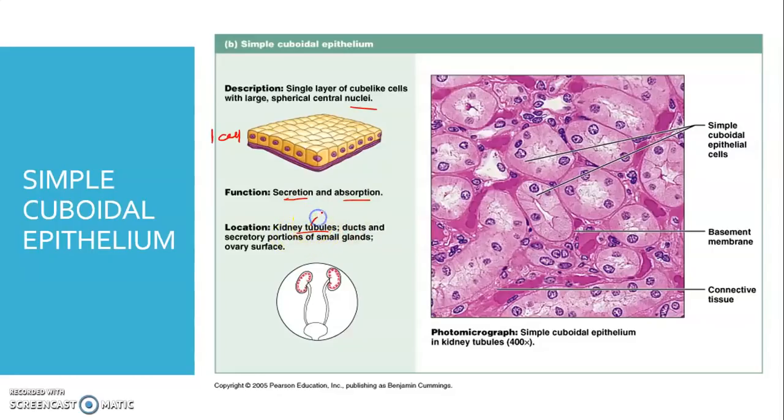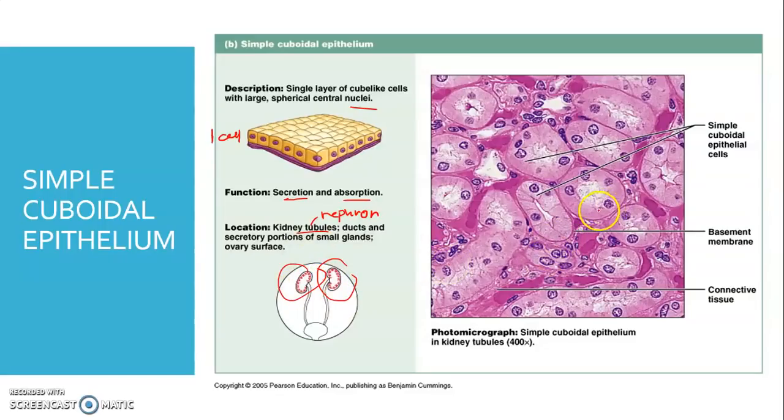Actually, the kidney tubule, we can say around the nephron. So the nephron tubule has the function of secretion, which means from the blood to the nephron tubule, and then absorption from the nephron tubule to the blood. It can also be found at the small glands and also at the ovary surface. Okay, these are the two kidneys here.